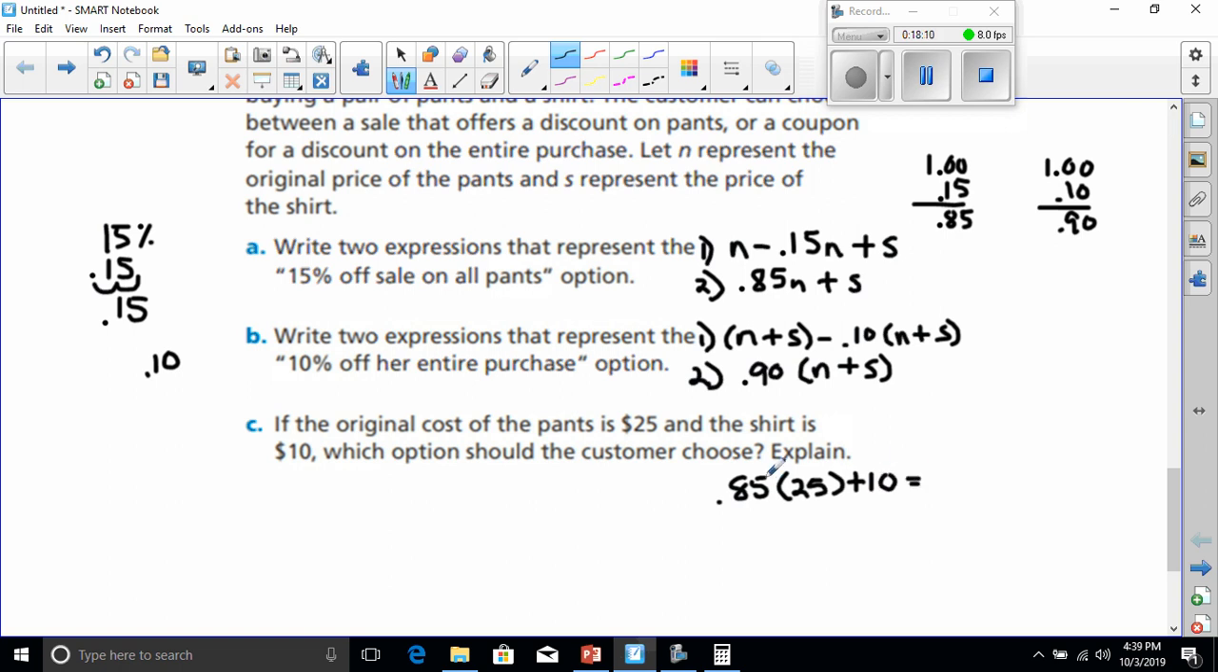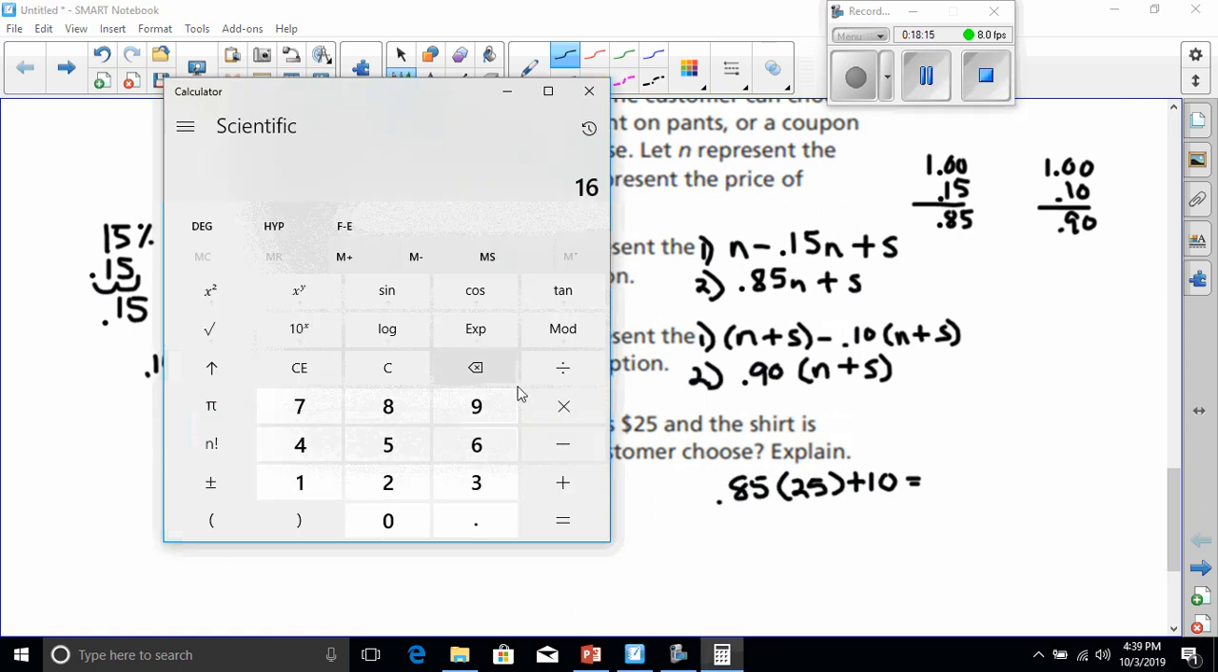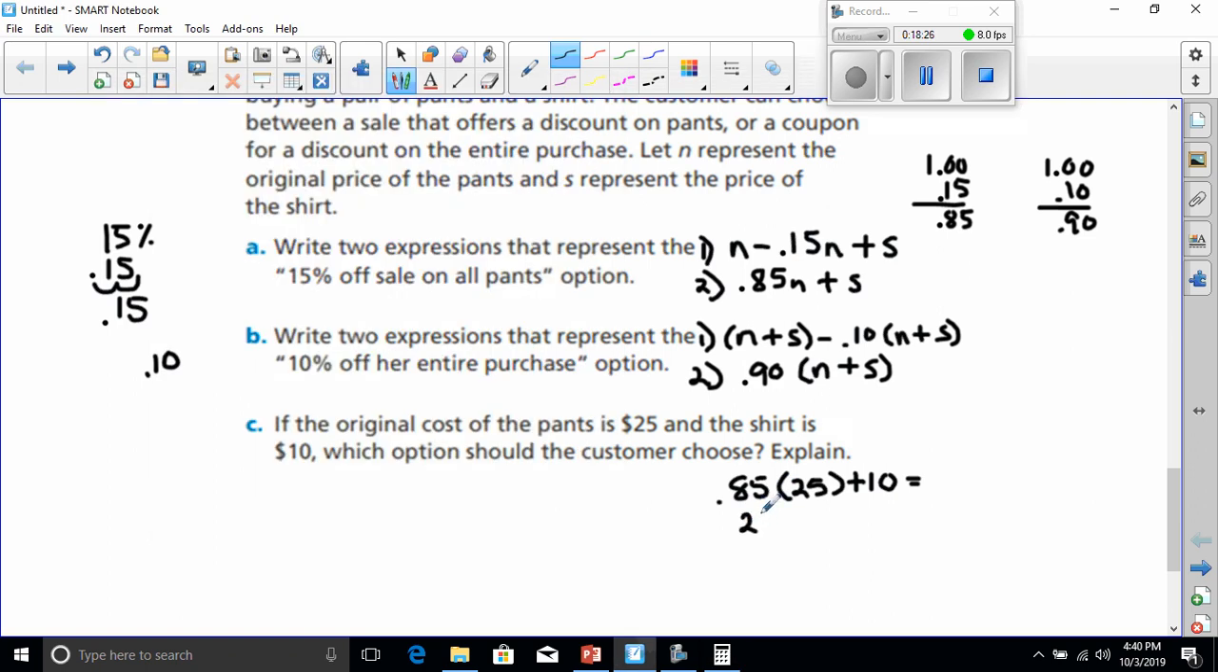Well, if I did this, 0.85 times 25, let's see, 0.85 times 25 equals 21.25. So this is now going to be 21.25 plus 10. And that's going to equal 31.25. Okay.